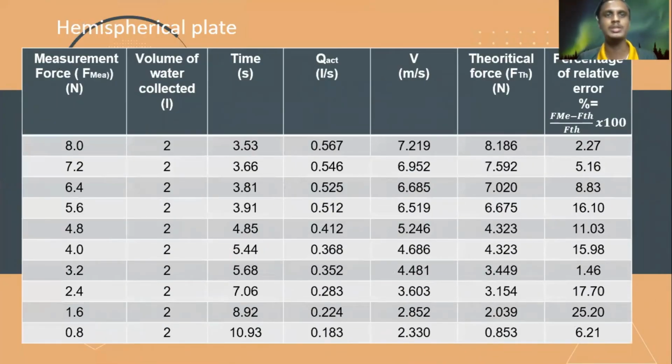So for the hemispherical plate it is also the same. But for the theoretical force for this hemispherical plate, F theoretical is equal to 2 rho A V squared. There's a 2 in front of the formula. Also for the percentage of error, we take the modulus so it is always positive.